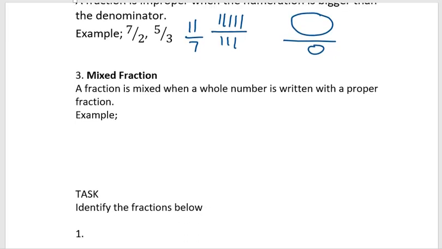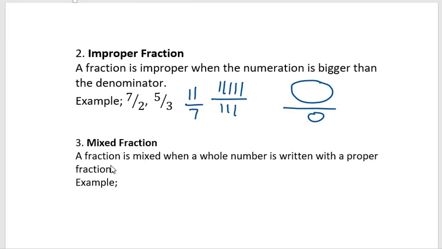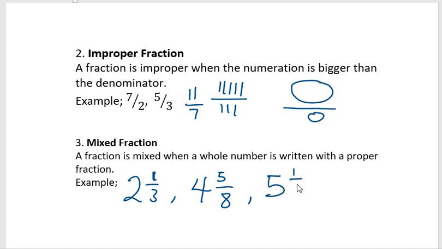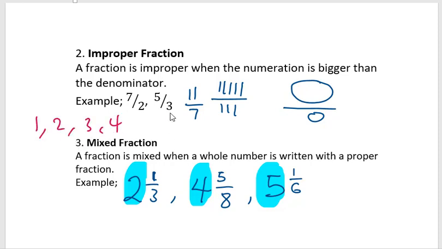Okay, let's talk about the mixed fraction. A fraction is mixed when a whole number is written with a proper fraction. Let's have an example. We can have 2 whole number 1/3. We can also have 4 whole number 5/8. We can also have 5 whole number 1/6. So once we have a whole number written alongside a proper fraction, that gives us a mixed fraction. Examples of whole numbers are your normal numbers like 1, 2, 3, 4.